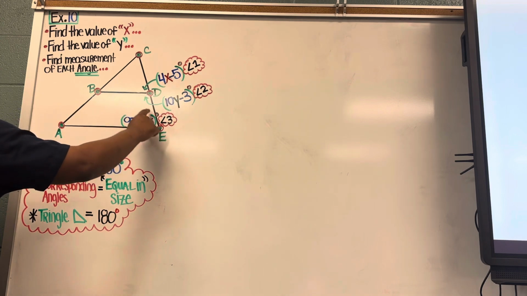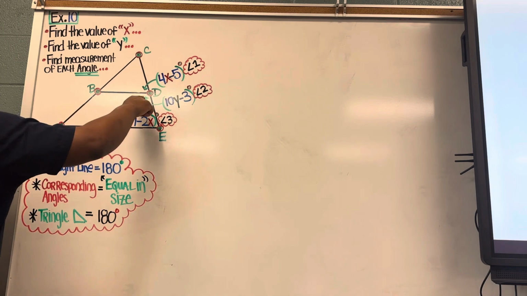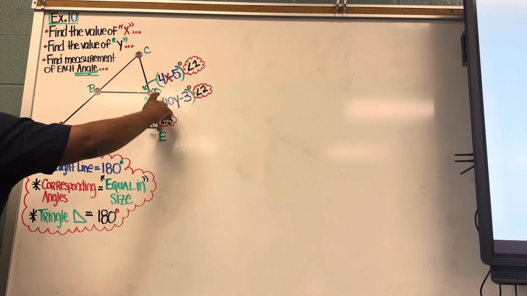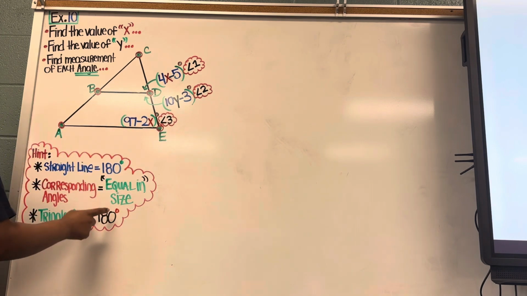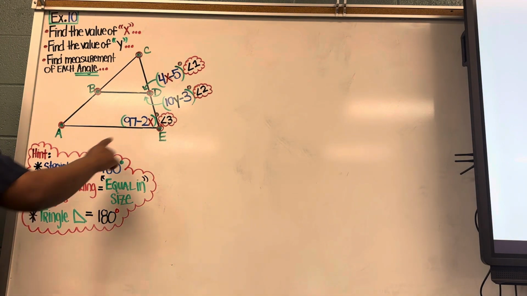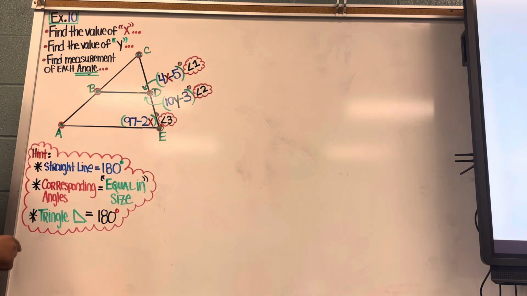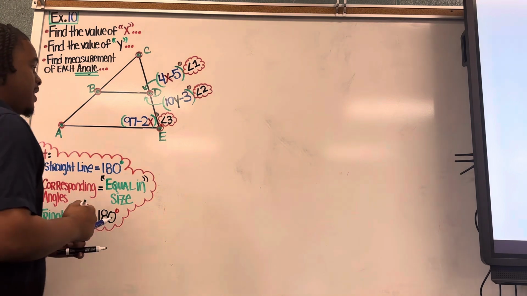It's in the right corner of the triangle, right? So this one is in the right corner of the big triangle. This one is in the right corner of the smaller triangle. So because they sit in the same position, they are both equal in size. And we want them to be equal in size because guess what? They both have the value of x, so we can actually solve for the value of x. All right, so now let's go ahead and do that.